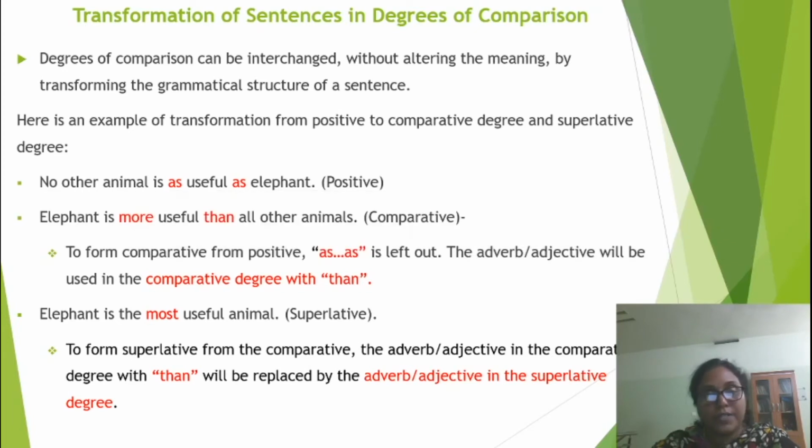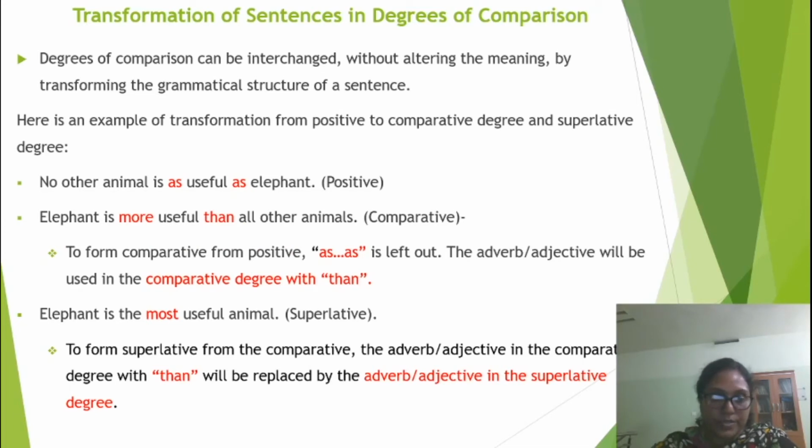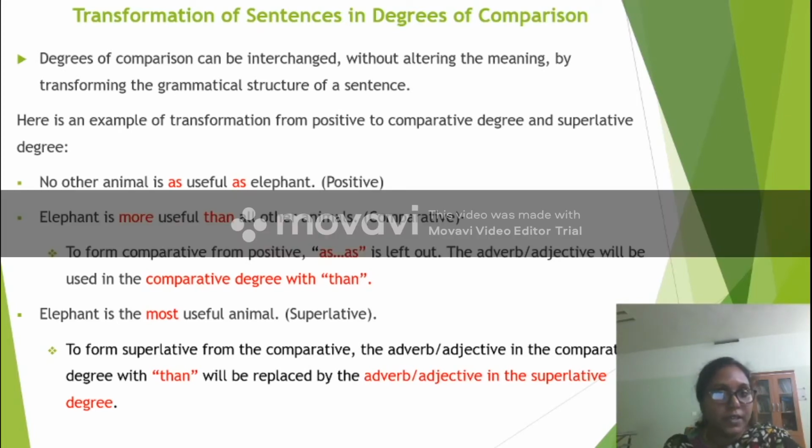Now, how will we change this sentence into superlative? Elephant is the most useful animal. So what is the change that has happened here? That is, the comparative degree with than is deleted and the superlative degree is introduced. Elephant is the most useful animal. So this is how we change a sentence from one degree of comparison to other degrees of comparison.